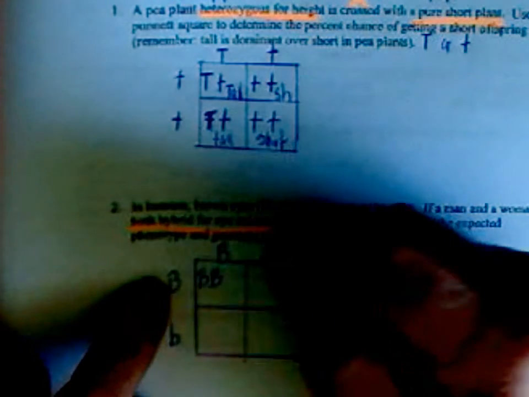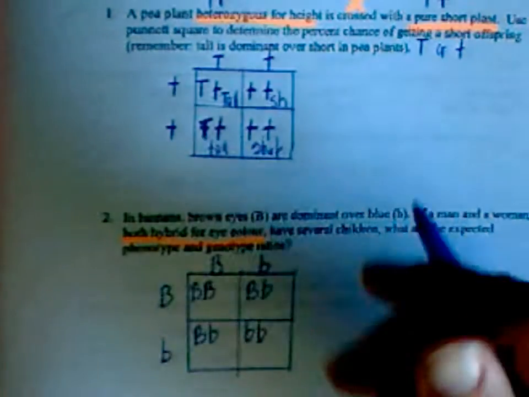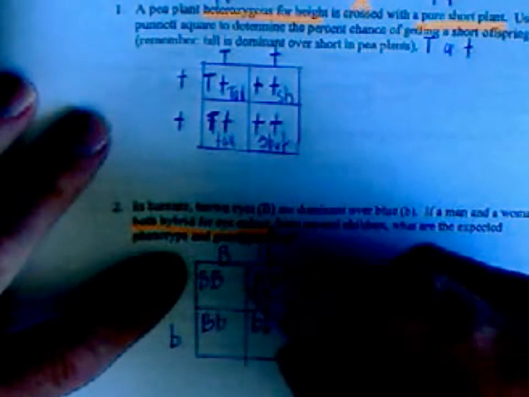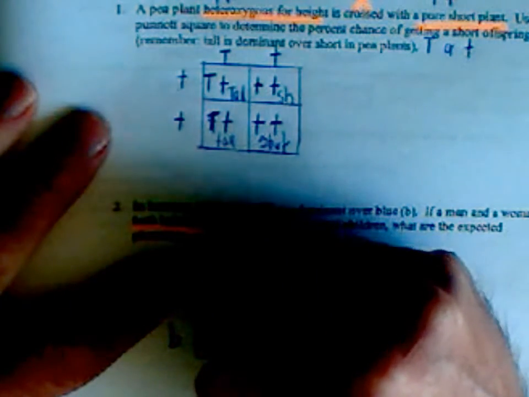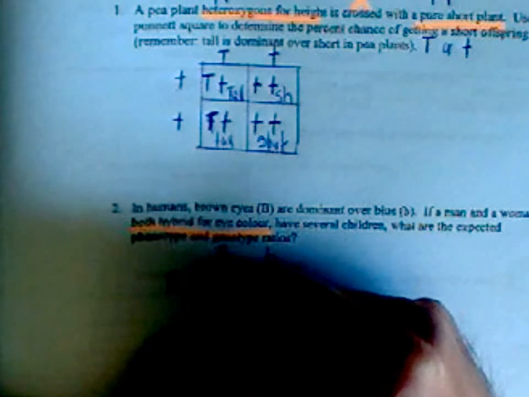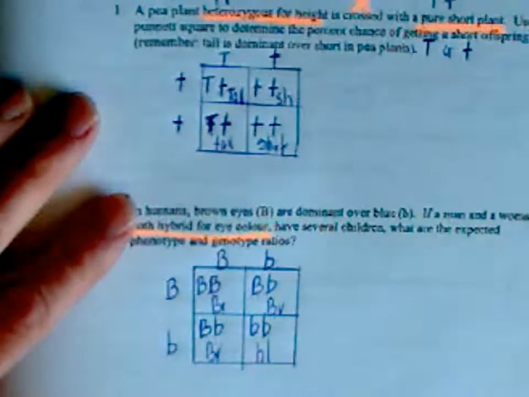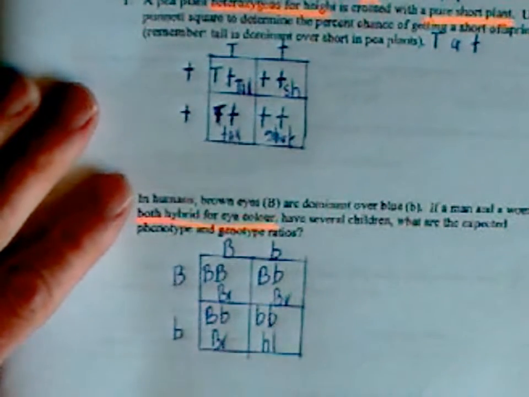So that's upper, upper, upper lower, upper lower, lower, lower. And I like to write the phenotypes, or what this thing looks like, inside the boxes. So even if it has one uppercase letter, this is going to be brown, brown, brown. Both lower, it's recessive, so that gets blue.